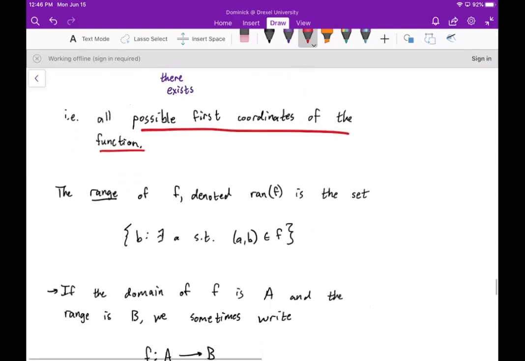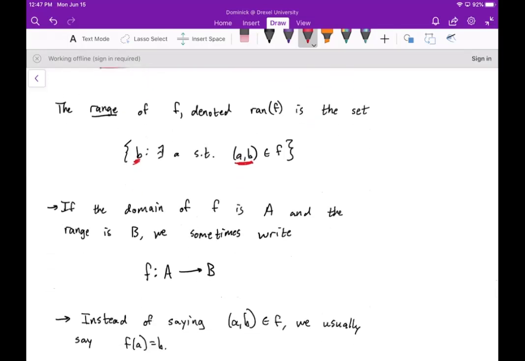Now, the range of a function is sort of the opposite. It's the set of all B's such that there exists a first coordinate A such that that ordered pair (A, B) is an element of your function. Now, if the domain of F is A and the range of F is B, sometimes we'll write that F is a function that goes from A to B by saying F colon A arrow B. So F is a function that takes elements from A to B. So that's a fairly common way of saying that.